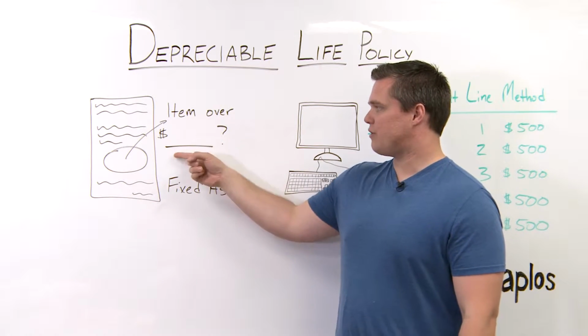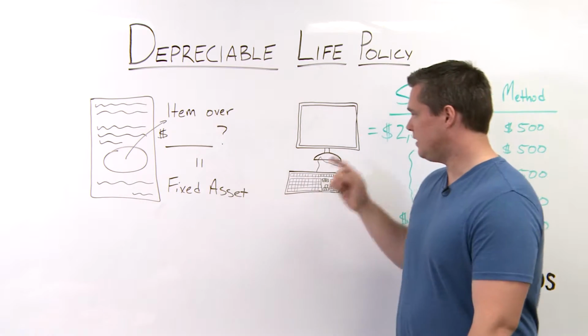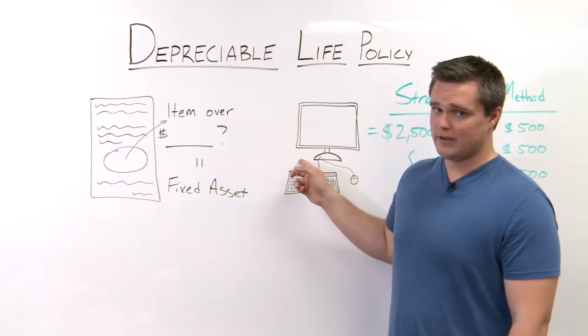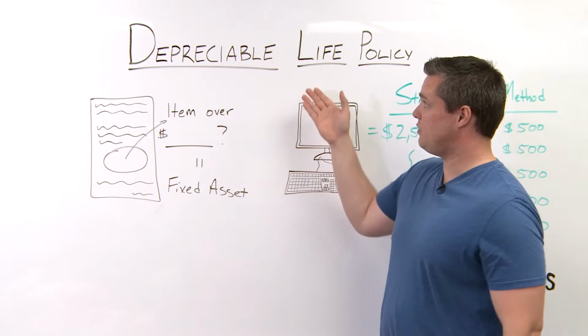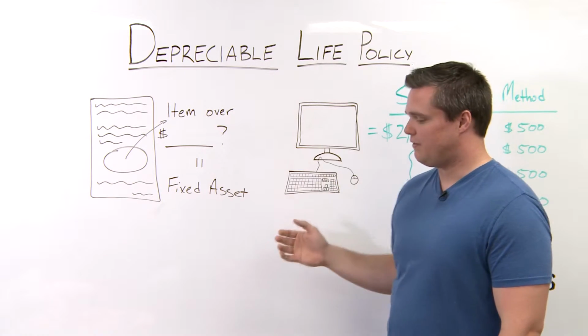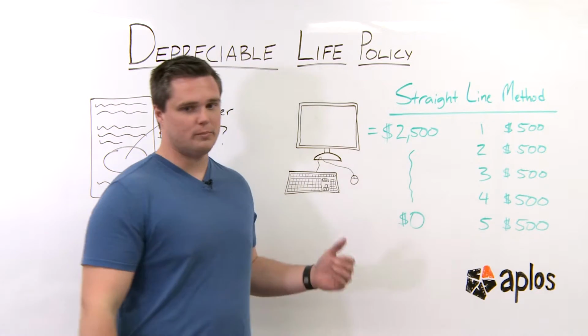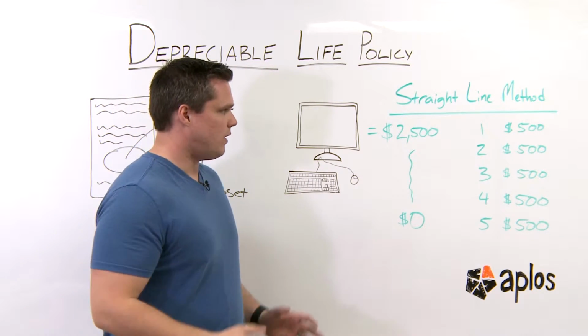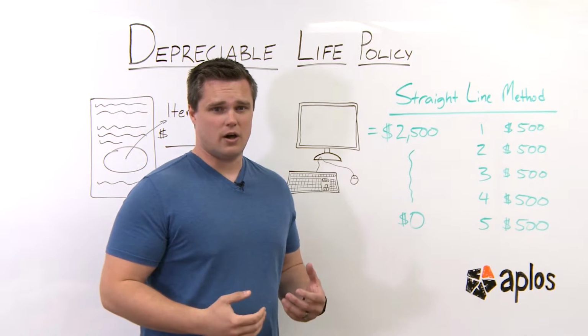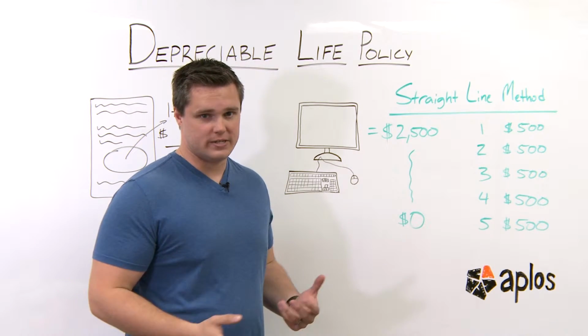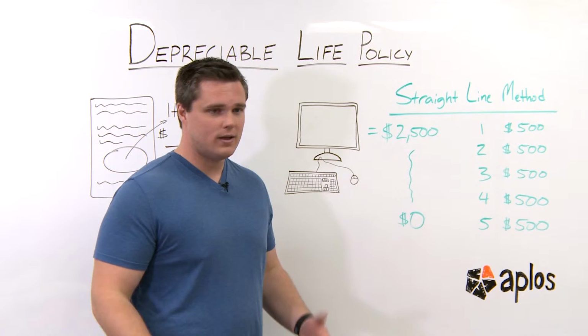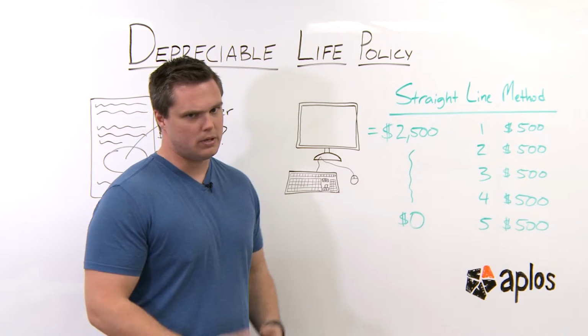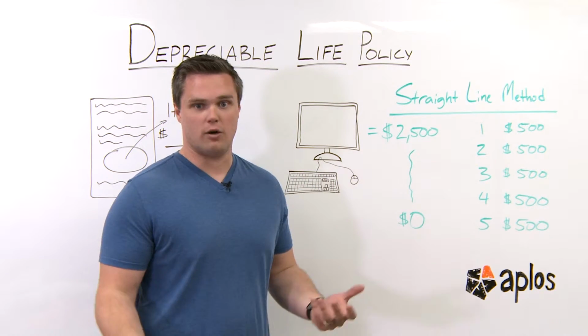So let's say your threshold is $2,000. Let's say you buy a computer worth $2,500. So once you've got that figured out, now you can go to your depreciable life policy and figure out how long and how you will depreciate that item. The IRS and GAAP have certain standards on how long categories of items need to be depreciated over, like computers are a certain number of years, buildings are a certain number of years, vehicles, farm animals, stuff like that.